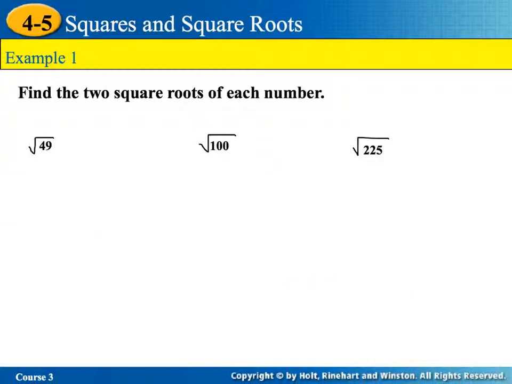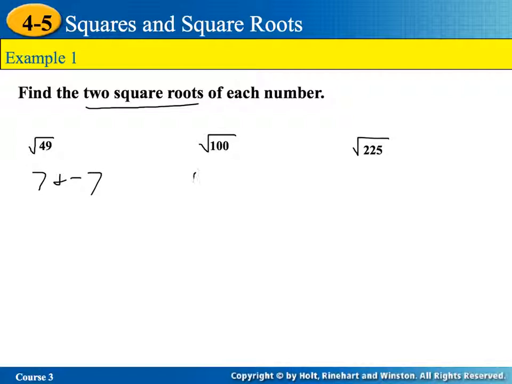All right, so now I want you to find both square roots of each number. You can use your calculator for this if you want to. If you don't need it, that's fine. This should be quick on both of these. So pause now, give it a shot. All right, so the square root of 49: two of the same number that multiply together to get 49. That would be 7 and negative 7.